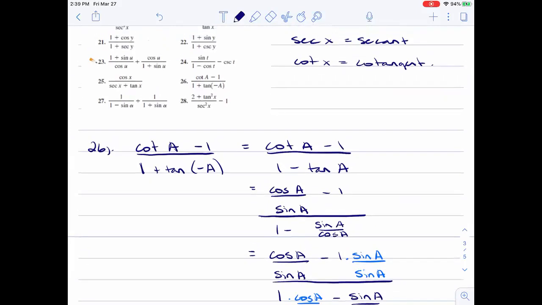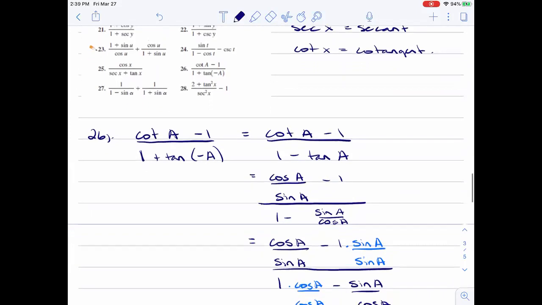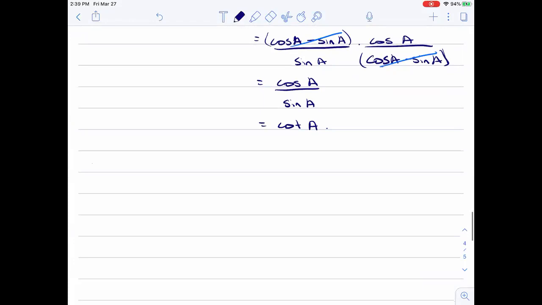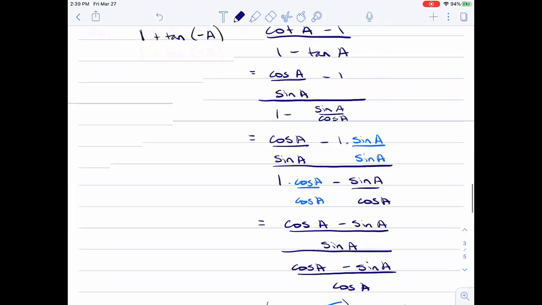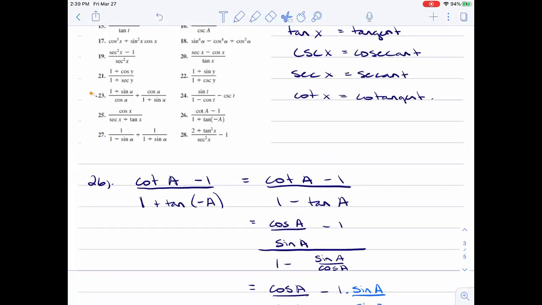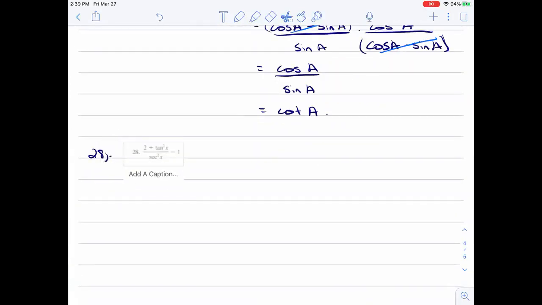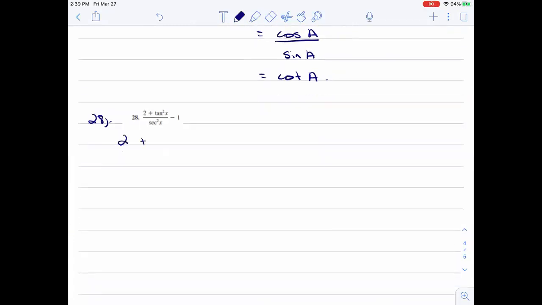Okay. How about we do 28? Okay, 28. So like I said, me going through these with you, I'm just showing you the ropes. We're not going to do a huge amount of these because it is better that you do them on your own. So let's do 28 here. I'm just going to steal it. Two plus tan squared x over secant squared x, all minus 1. So we're just simplifying this thing. 2 plus tan squared x over secant squared x minus 1.